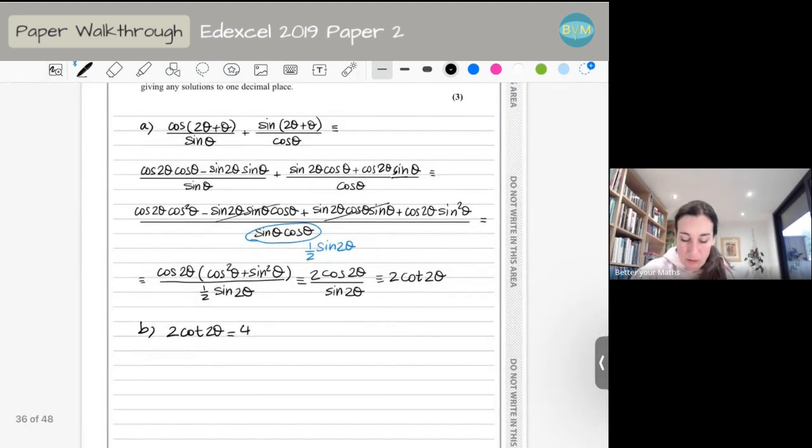So 2 cot 2θ equals 4 means that cot 2θ is going to be 4 divided by 2, which is 2. Remember, cot is not in the calculator, so you do the reciprocal, because cot is the reciprocal of tan. So we know that tan 2θ is going to be the reciprocal of that, which is 1/2. With the calculator in degrees, because we are working in degrees now, we do tan minus 1 of 1/2, and then you get that 2θ is 26.565 degrees.